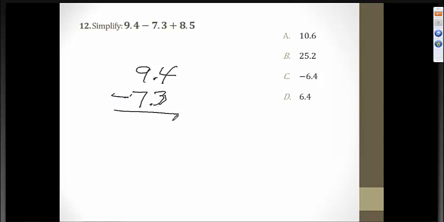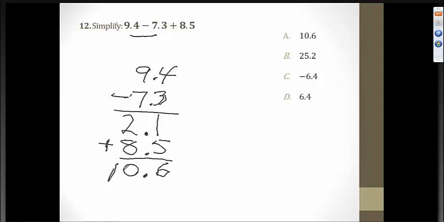And I'm going to subtract just as if they were whole numbers. I had to put 9.4 over 7.3, keeping the 3 under the 4. That's going to be a 1, my decimal point, and 9 take away 7 is 2. I now have 2.1 from this operation. What I'm going to do now is add 8.5, again, keeping my place value consistent, 5, 6, 8 and 2 is 10, and my answer is going to be 10.6, which means that my correct answer was letter A.